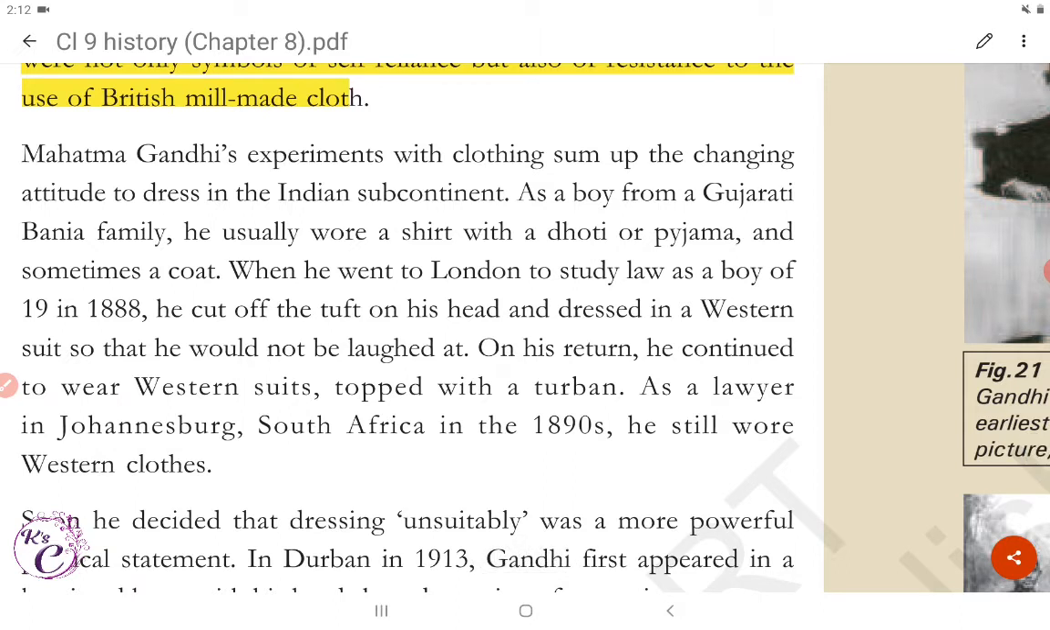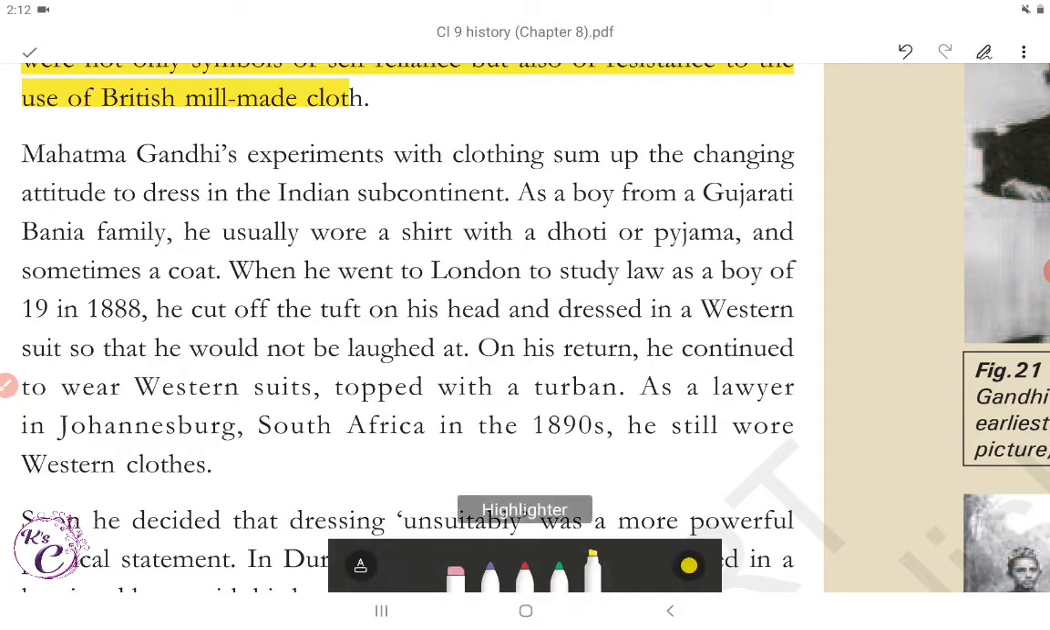He was from a Gujarati Banya family. He usually wore a shirt and a dhoti or pajama and sometimes a coat. When he went to London to study law as a boy of 19 in 1888, he cut off the tuft on his head and dressed in a western suit so that he would not be laughed at. On his return, he continued to wear western suits, topped with a turban. As a lawyer in Johannesburg, South Africa in the 1890s, he still wore western clothes.